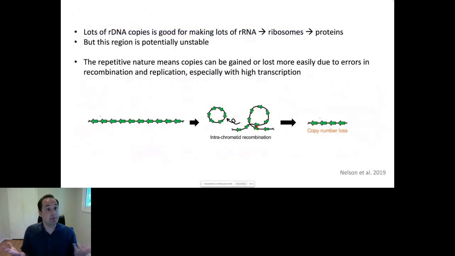Okay, so having lots of copies of this particular sequence is good for making lots of ribosomes and making lots of protein, but there's a problem, which is that having repetitive DNA in your genome can potentially be unstable. The repetitive nature of this region means that copies can be more easily gained or lost because of errors in replication and recombination. And that's particularly true in this region where we not only have repetitive DNA, but highly transcribed repetitive DNA. So one way that things can go wrong is through intrachromatid recombination, where you lose a whole circle of copies and you get copy number loss.